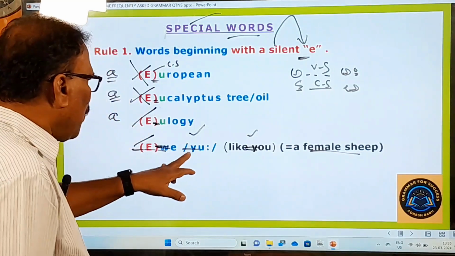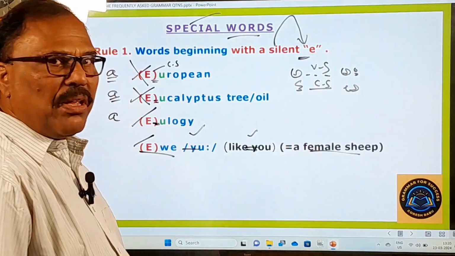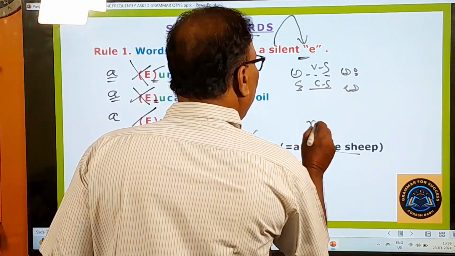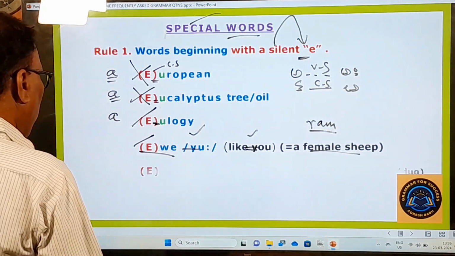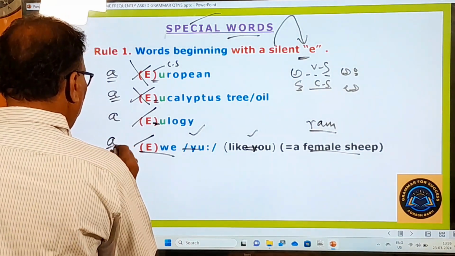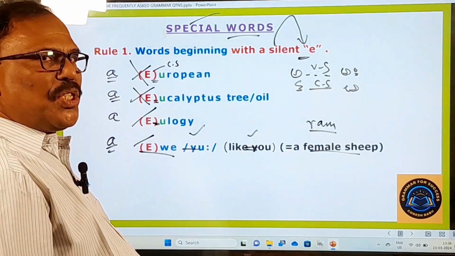Okay, here what is that? U is a consonant sound. Ewe is a female sheep. What is the male sheep? Ram. You know very well, ram. Okay, leave it. And that's why, what do you say? Here you use A before. A ewe. It's a female sheep, right?